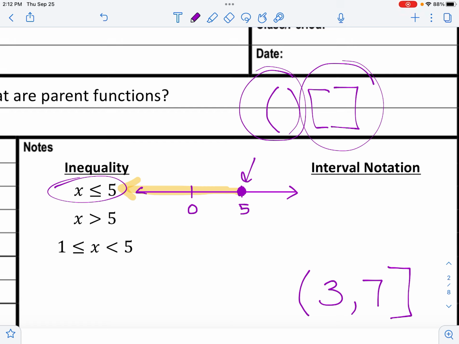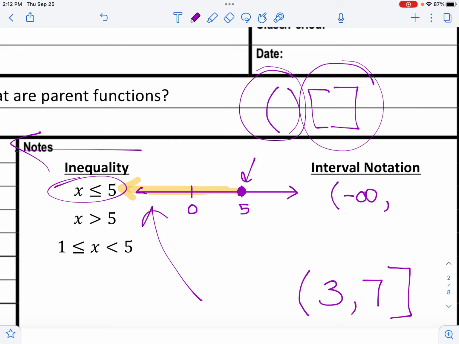Now we always start with the number that's the furthest to the left, all the way to the left. So the smallest number, in other words. In our case, this line goes all the way to negative infinity. Okay? And then we put a comma. So you're going to start at negative infinity, which is kind of weird. You'll notice I used a parenthesis because you can't really stop at negative infinity. It just keeps going forever. So that's why we put parentheses whenever you use infinities, negative or positive.